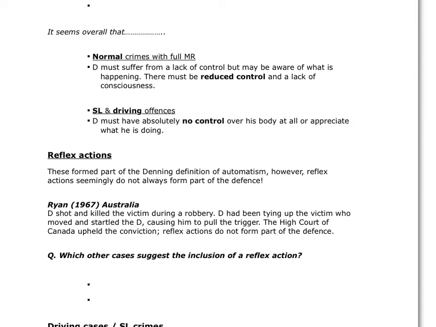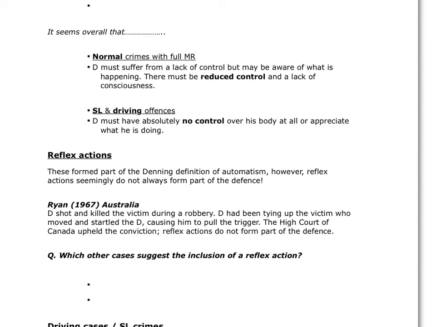However, the second category, SL offences and driving offences. Why those two have come together is simply because the cases that have come to the courts have combined the two, but most road traffic offences are SL, the vast majority. So if it's an SL or driving offence, the test is this: no control at all. So D must have absolutely no control over his body at all or appreciate what he's doing to any extent. So normal crimes, reduced control. SL and driving offences, complete annihilation, nil control at all.